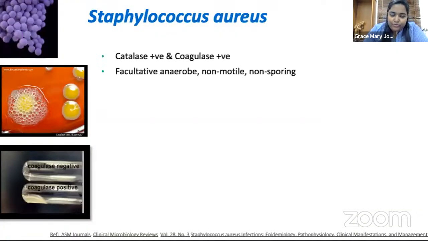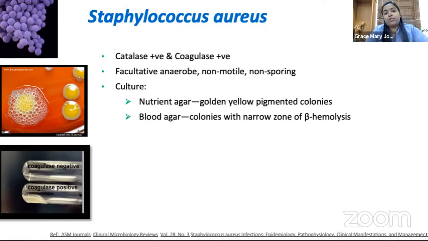Now, like I've mentioned before, Staph aureus is catalase positive. So on your left, you can see that there is some bubbling here, right? Which is the hydrogen peroxide being broken down into oxygen and water. So the oxygen is what you see, the bubbling there. And the coagulase, it basically enhances coagulation, right? And they are facultative anaerobes. They are non-motile and non-spore forming. And how do you isolate them in the culture?